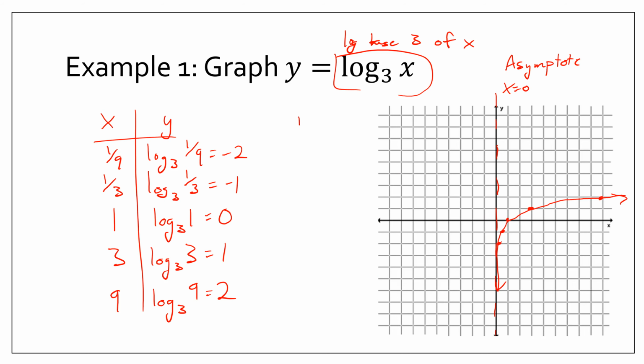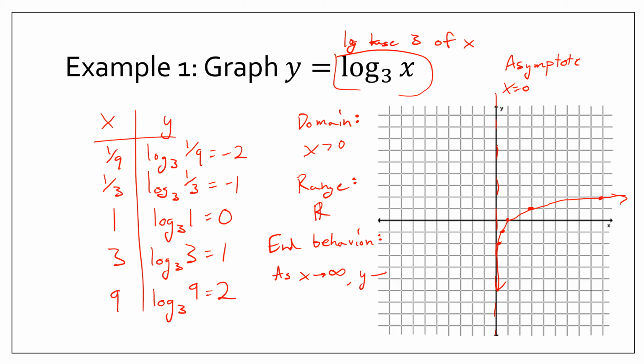Let's talk about domain. Like we said, I can't do negative values. I also can't plug in zero. Our domain is x greater than 0. How about our range? I can go up and down as much as I want, so our range is all real numbers. And let's finally do end behavior. For our end behavior, as x is going to the right, as x is approaching infinity, y is also going up, approaching infinity.